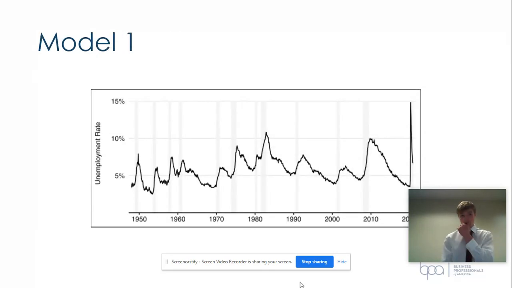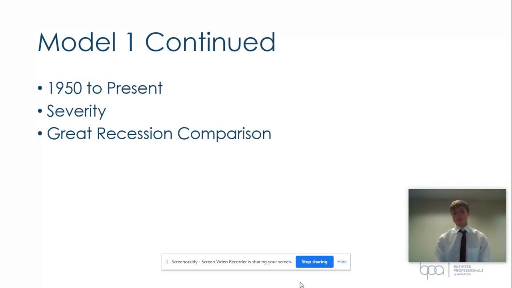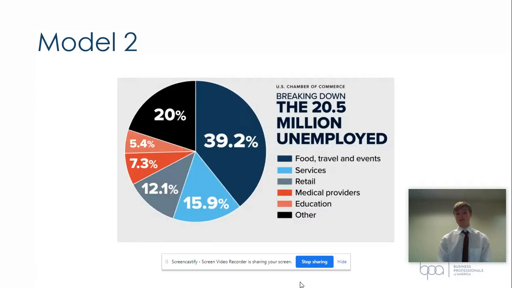So here's the first model that I found really demonstrates the hardships of COVID. It's a breakdown from 1950 all the way to recent time that shows the rates of unemployment in the US. And even in other economic hardship times, such as the Great Recession, there was a spike of roughly 10%, which is really dwarfed by the 15% that we reached during the pandemic. That percentage really just goes to show the severity the pandemic caused in the economy.